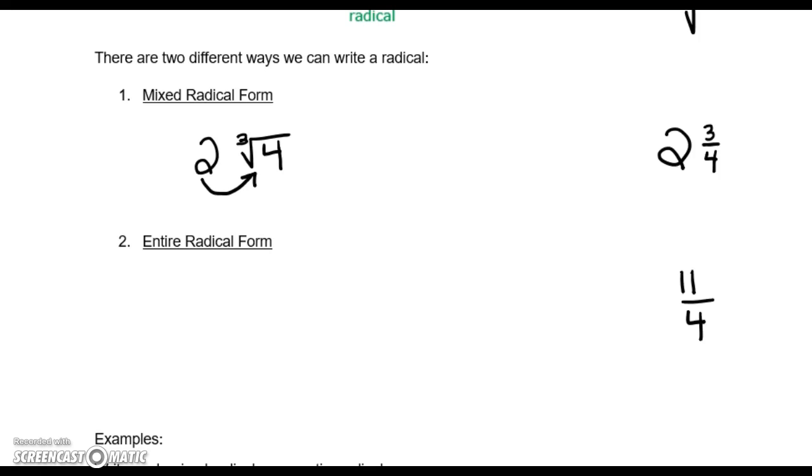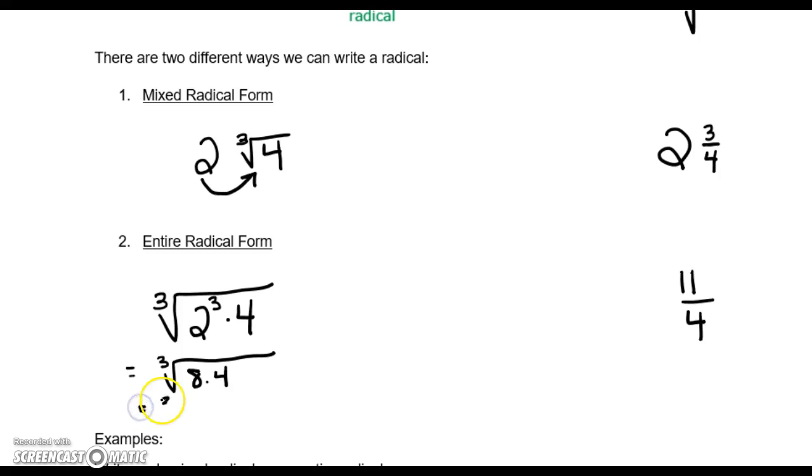And so typically, in order to do that, when you're moving a number inside, you have to give it the exponent of whatever the index is. So to move it inside, you're going to go cube root of 2 to the power of 3, so match the index, and then multiply by the number that's inside your radical. So multiply it by 4. And then we can simplify this. 2 cubed is 8, and then 8 times 4 is cube root of 32.